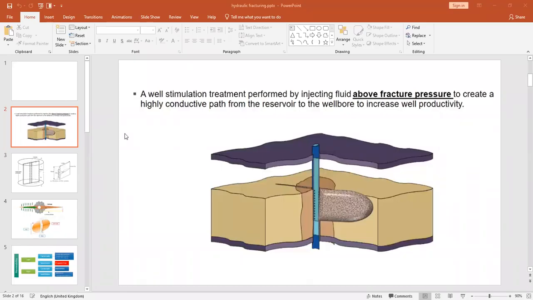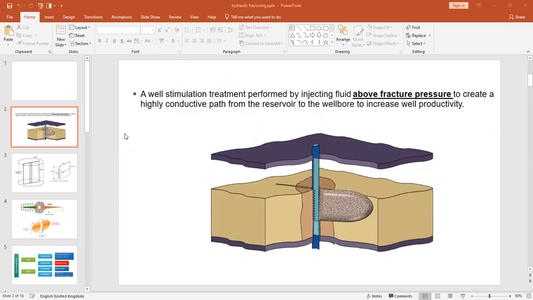All right. So basically, I know some of these ideas you should be having them already. What is hydraulic fracturing and all of that? So we know that definitely it is a means of stimulating the well, and you have to inject fluid into the reservoir above its fracture pressure, right?